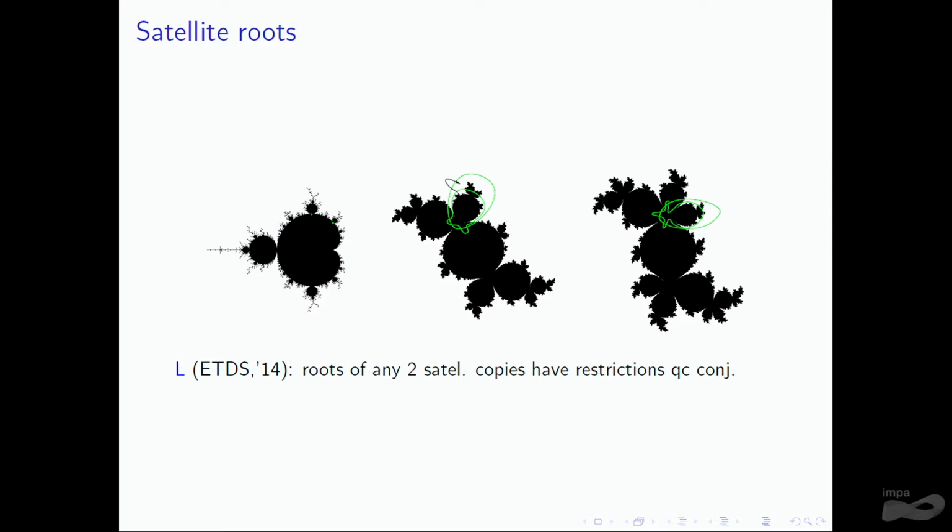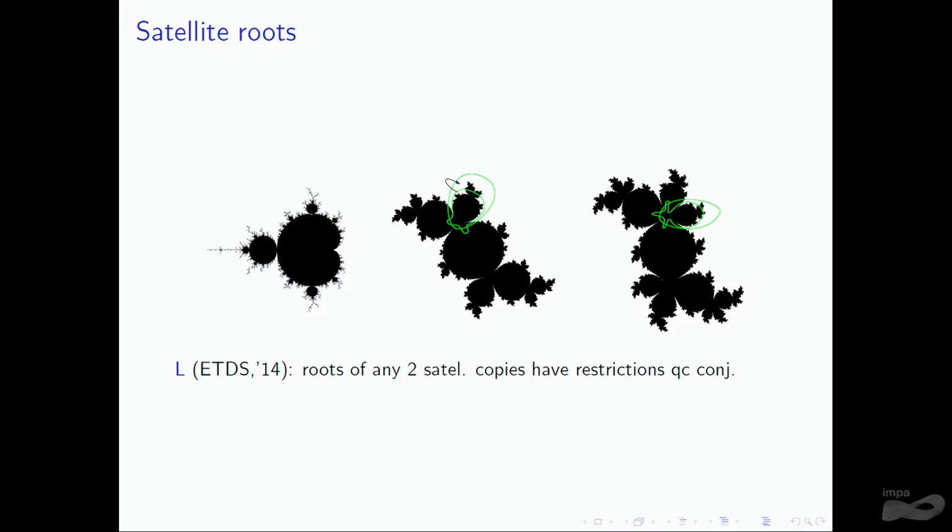I call it a parabolic-like mapping, and you can write a theory parallel to the one of polynomial-like mappings. It has as a consequence that on a pinched neighborhood of the ear, on this side, the restrictions of any 2 satellite roots of any 2 satellite copies are quasi-conformally conjugate. What I'm saying is that this one here behaves exactly as this one here. Locally, they have the same model.